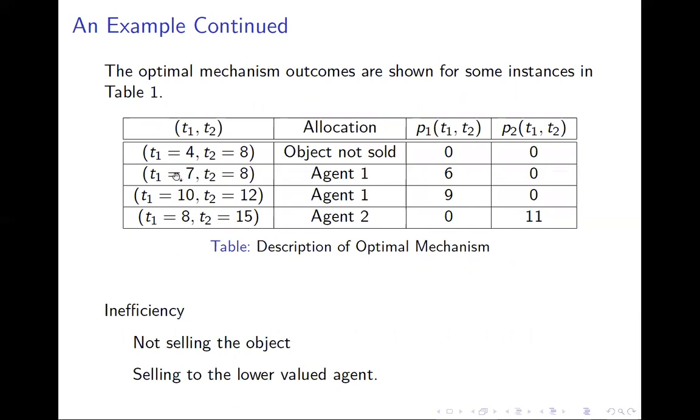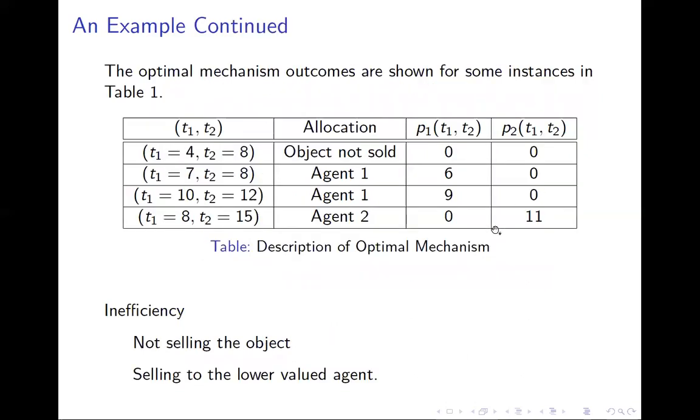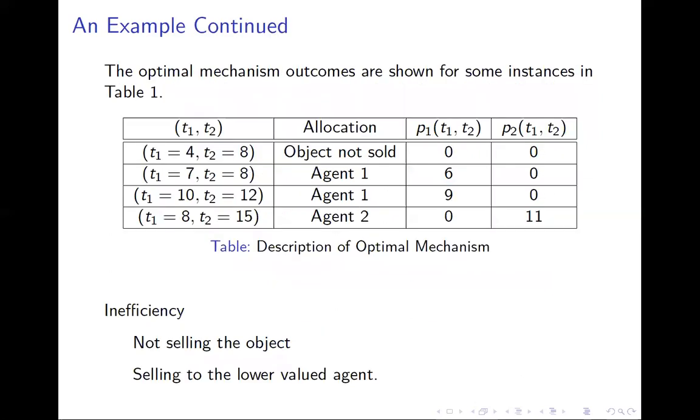Notice here that the auction is inefficient, even though agent 2 has a higher value. Because her virtual value is lower, she is not allocated the object, and agent 1 gets the object. Okay. Here is another point at which both the agents have positive virtual valuation. See, this guy has 10 values, so virtual value is 8. Agent 2 has 12 values, so her virtual value is 6. But virtual value of agent 1 is still higher, so agent 1 wins.